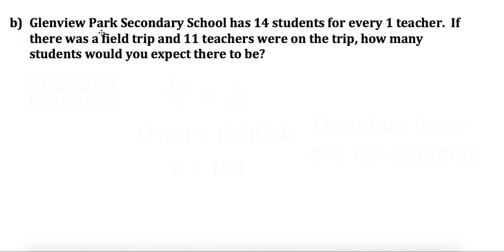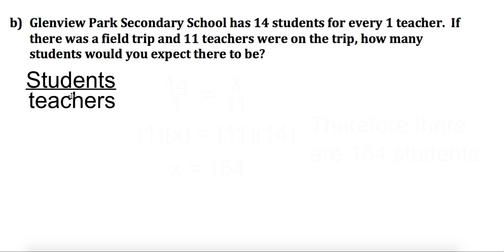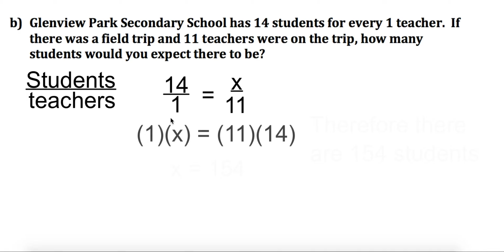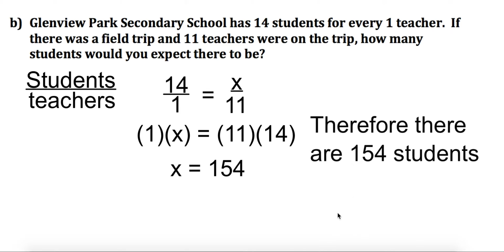Here, we have Glenview Park Secondary School, which has 14 students for every one teacher. If there was a field trip with 11 teachers, how many students would be on the trip? So we've got students to teachers: 14 to 1 equals x over 11. We cross multiply, and dividing anything by 1 is just going to be whatever was on the other side. So we get, therefore, there are 154 students on this field trip.